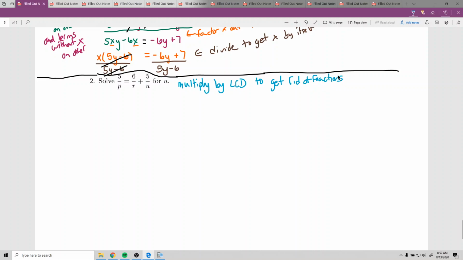Whenever you're solving an equation, I can't reiterate it enough. If you have fractions, do everything you can to get rid of them. Here our least common denominator is p times r times u. Since they have nothing in common, we have to multiply by all of them. So we're going to do exactly what we've done with the other problems. We're going to multiply everything by our least common denominator, which is p times r times u. That's to the 5 over p over here. Then we multiply p times r times u to the 6 over r. And then we multiply p times r times u to the 5 over u.